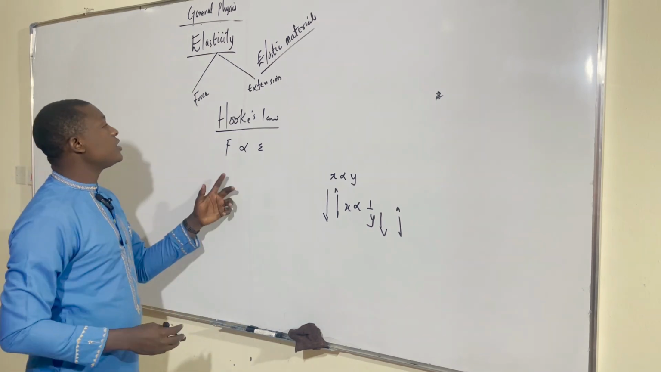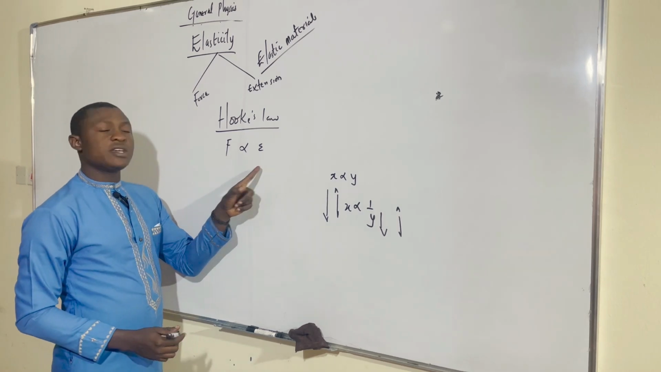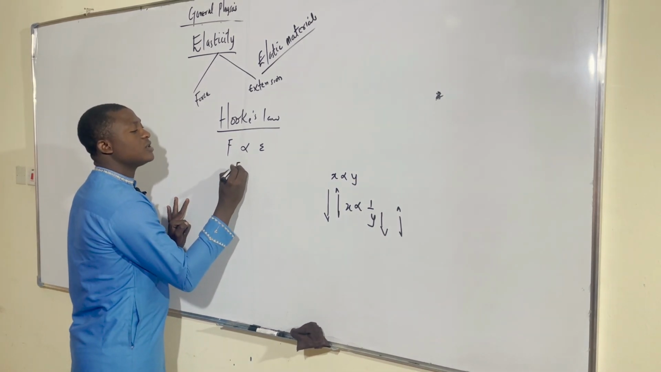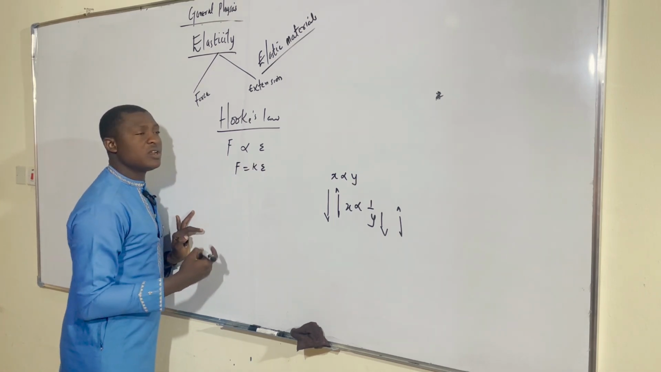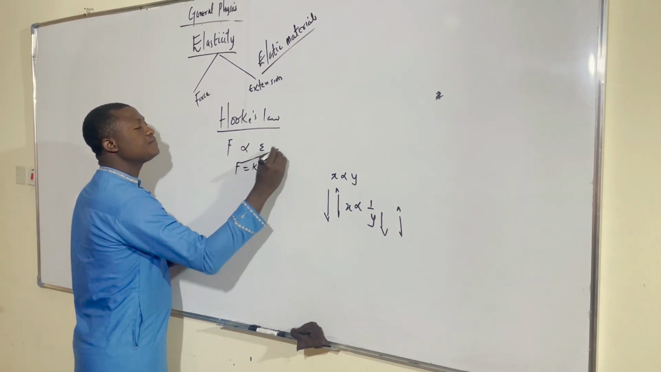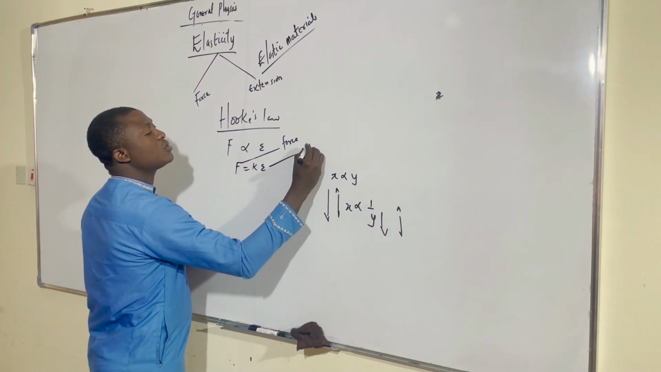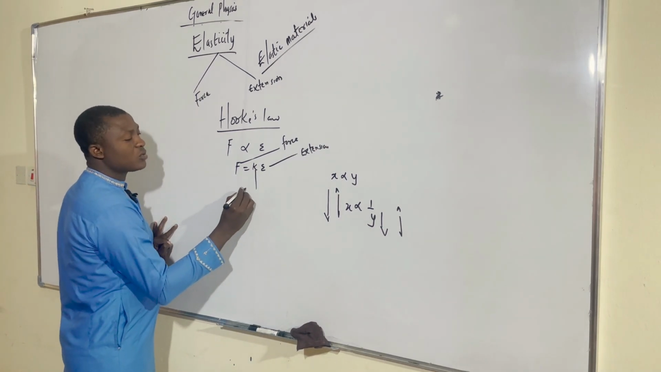So here we are talking about direct proportion. That is, the more the force, the more the extension. This just needs a constant of proportionality. Here we can have F = KE, where K is called the constant. F is the force applied to the object, and E is the extension it causes. This K, we call it the elastic constant.